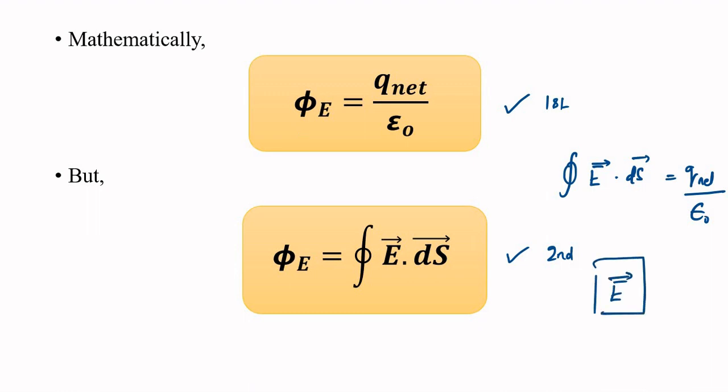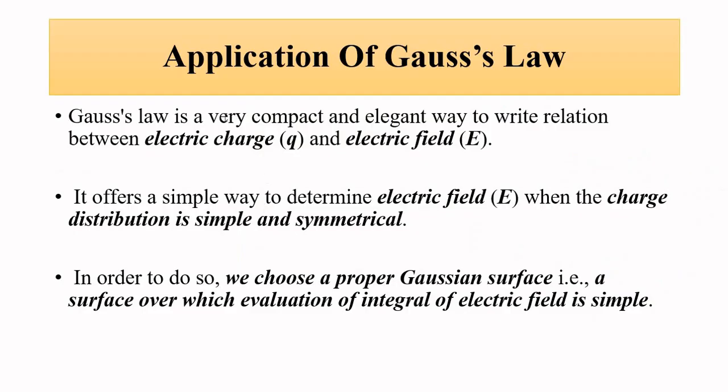Our main objective here is to calculate the expression for electric field due to various charge configurations. So this is one of the most important applications of Gauss law, which is to write a relationship between electric charge and electric field, or express electric field in terms of the charge contained within the closed surface. So here the concept of Gaussian surface comes into play.